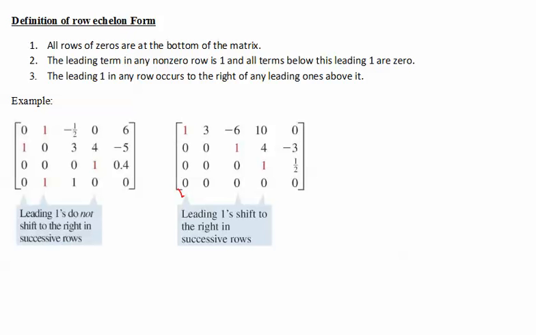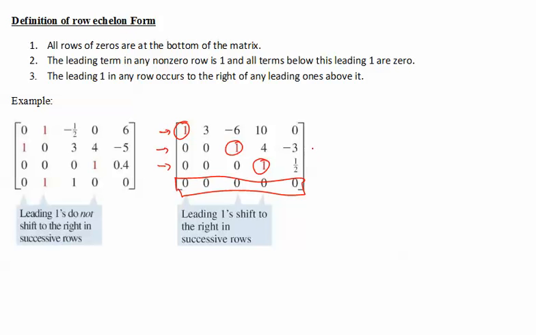So if you have rows of all zeros, they must be at the bottom of the matrix. Nonzero rows can be anywhere else. And the leading term in any nonzero row is 1, and all terms below this leading one are 0. So the leading term must be 1, and anything below it is a 0, and the leading one in a row occurs to the right of any leading ones above.